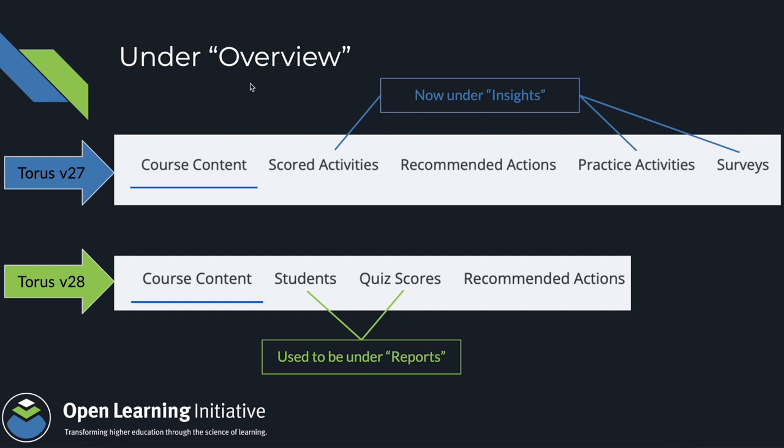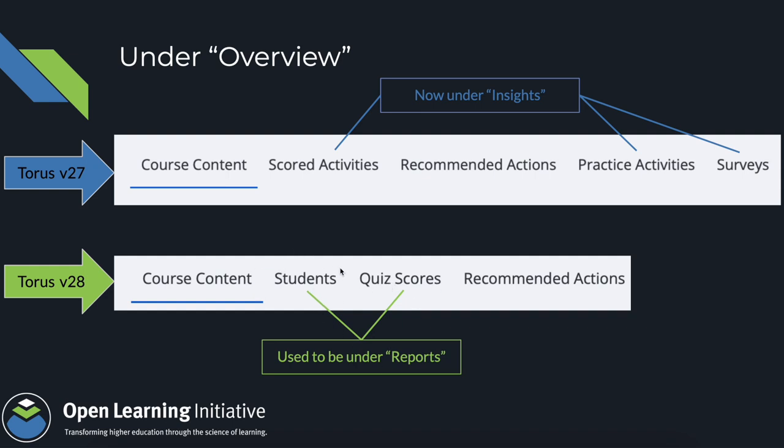So looking under the overview menu, a couple of things have moved around. At the top here we have Torus version 27, so that's what you would see in Torus today, in June, before our July 29th release date. You'll see these 5 items, and 3 of them have actually been moved under the Insights tab. Scored activities, practice activities, and surveys are now not under Overview, they're under Insights. And we have 2 new items here that are now in version 28 under the Overview menu, and those are students and quiz scores, which previously had been under reports.